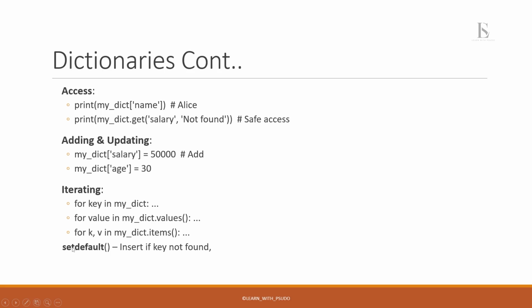Okay. And setdefault is again a method where you can set a default value for keys. Like when you're declaring a dictionary and you don't have a value for it, you can just use the setdefault method to insert keys if not found, right?